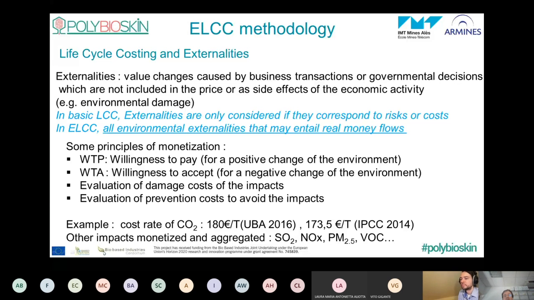I will give some examples. The cost rate of CO2 is close to 200 euros per ton now, and there is a kind of convergence of different approaches. In GaBi 8, the UBA method is used, so the ton of CO2 costs around 200 euros. But in the method, other impacts can be monetized, for example sulfur dioxide, nitrogen oxides, fine particles, and also volatile organic compounds.